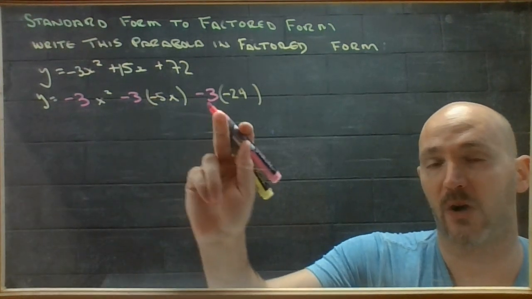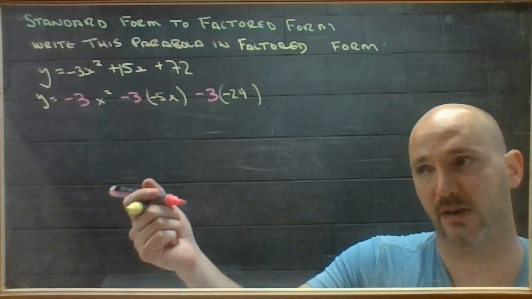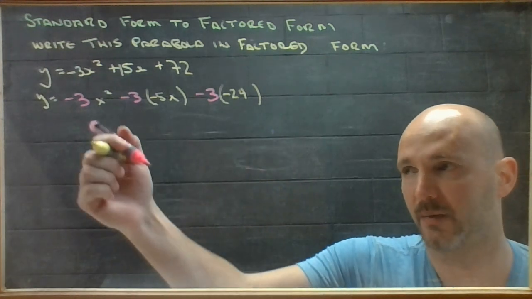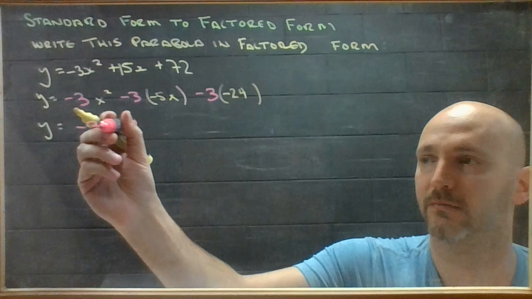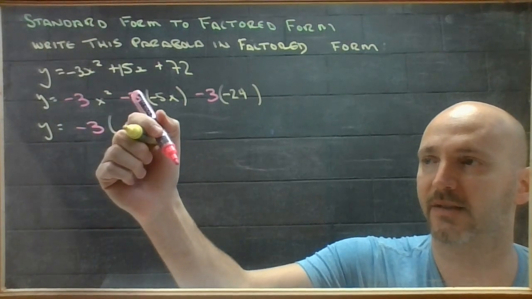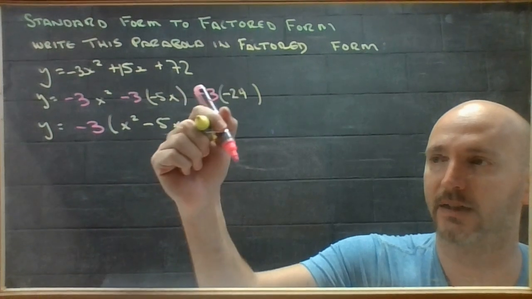Now that I have them all individually multiplied by negative 3, I can write it in front. So just multiply them all by negative 3. Then an x squared, and a negative 5x, and a negative 24.